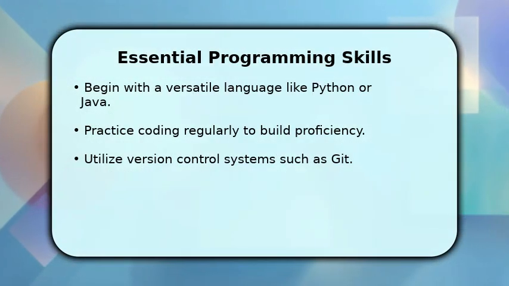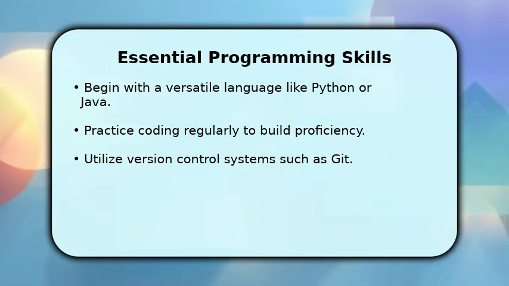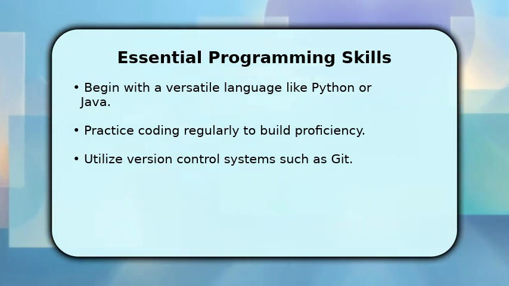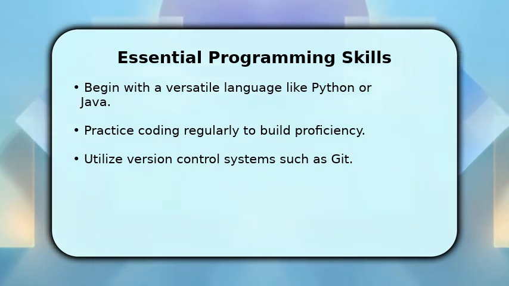Once you have a foundational understanding, it's time to get hands-on with programming. Start with a versatile language like Python or Java, as they are widely used and have extensive resources. Consistent practice is key. Aim to code daily to build your proficiency. Also, learn to use version control systems, like Git, which are crucial for managing projects and collaborating with others. Finally, become comfortable with integrated development environments to streamline your coding process.